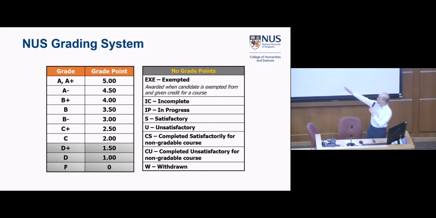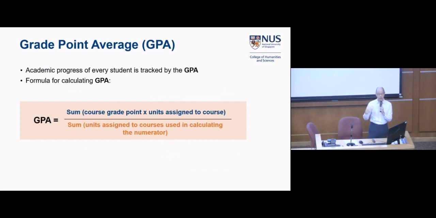But the thing on the left is what you need to focus on, right? So what grade leads to what grade point? And this is important because this is used for the calculation of your grade point average, or GPA. So how you calculate it is basically you multiply the grade point you receive for the course and the units that are assigned for the course. So for example, it's a 4-unit course or a 2-unit course and so forth. As Professor Wang said, most of the courses you'll take will be 4 units, right?